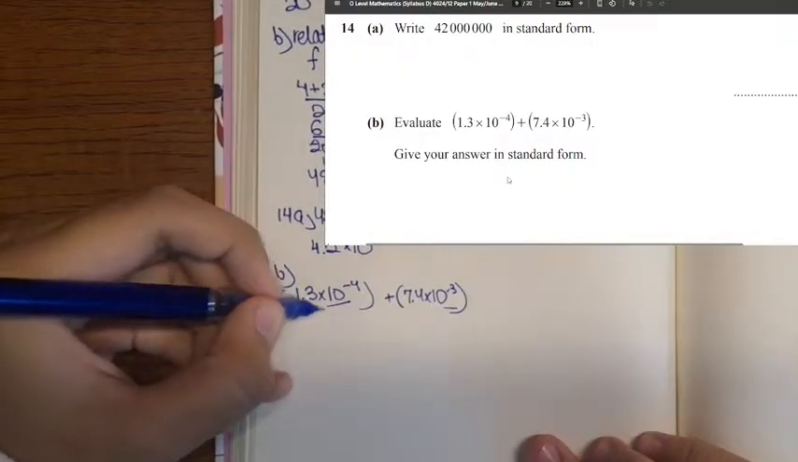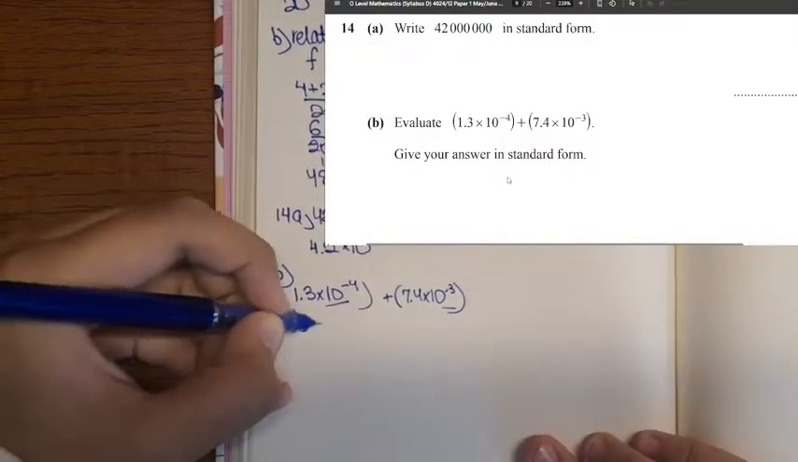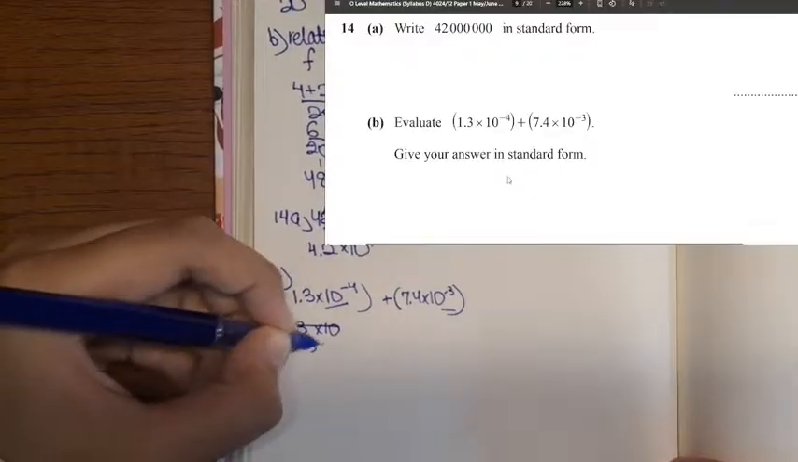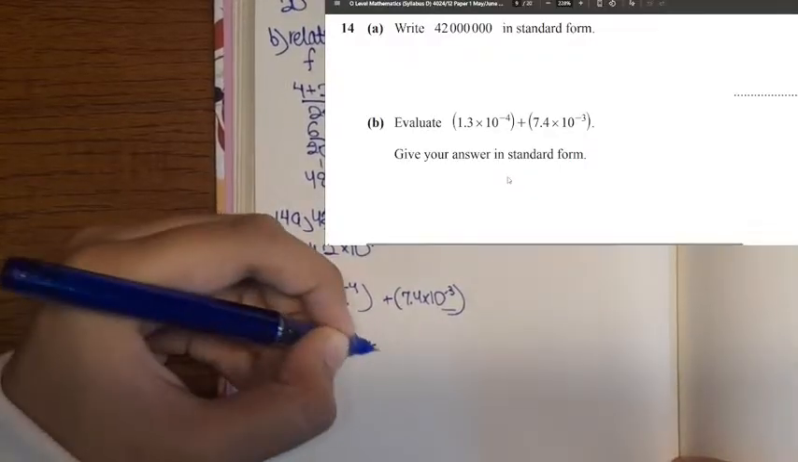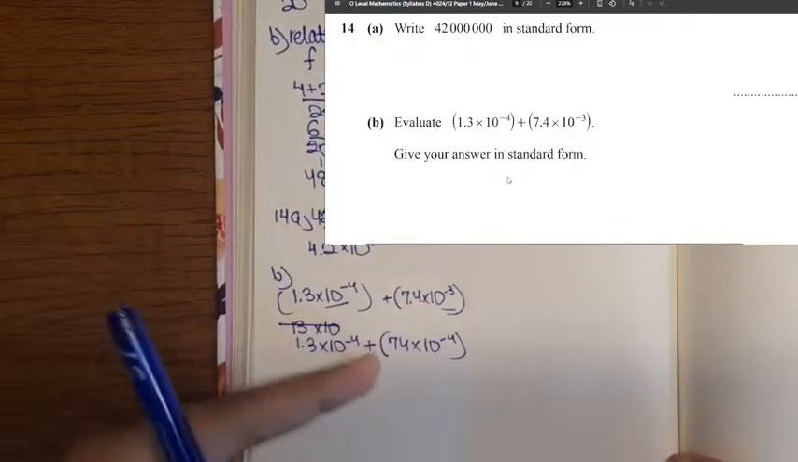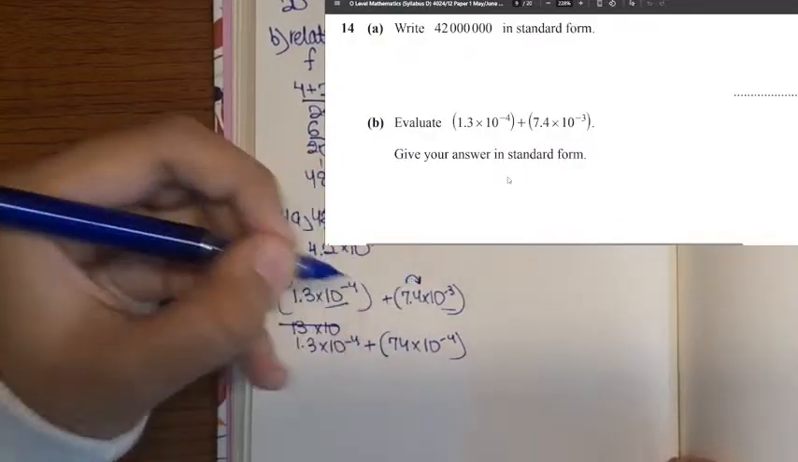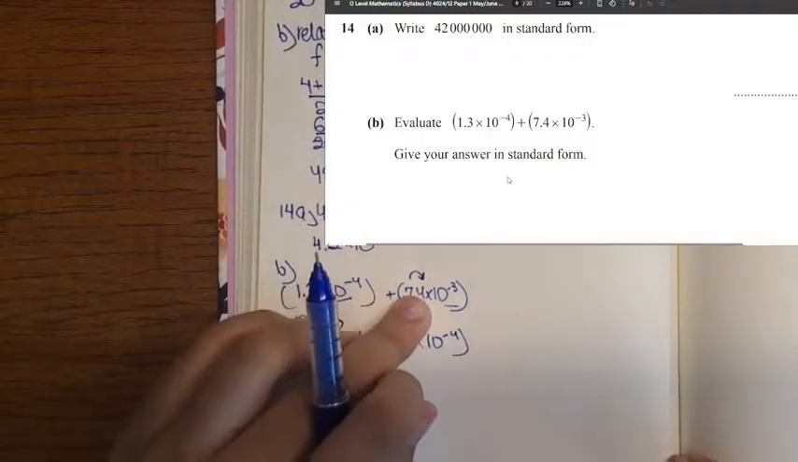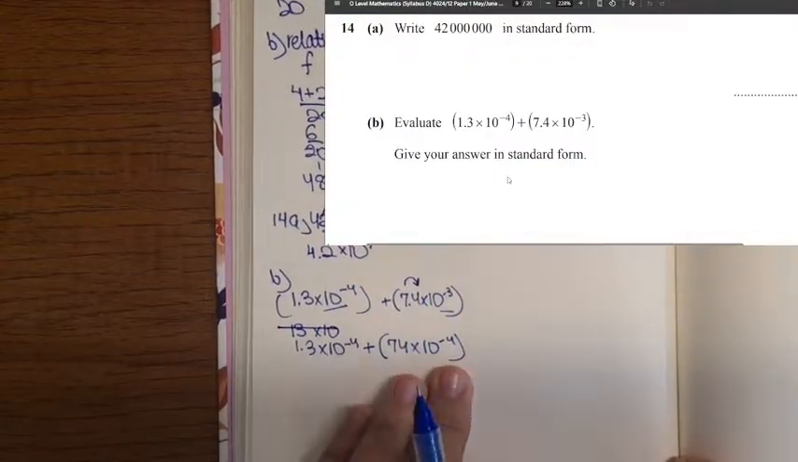So I think the easier way is that we can just do 1.3 times 10 to the power minus 4, and we can make this 74 times 10 to the power minus 4. Because we move this one further, we need to bring it backwards once again, right? So there will be more power required to bring it back to its original position. So we make it 10 to the power minus 4.